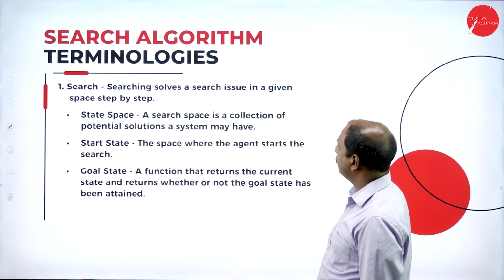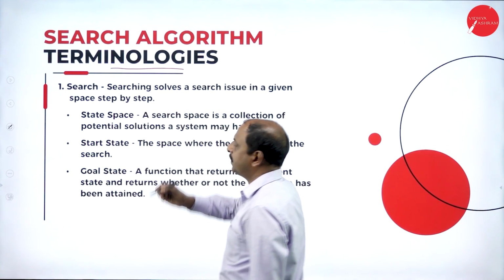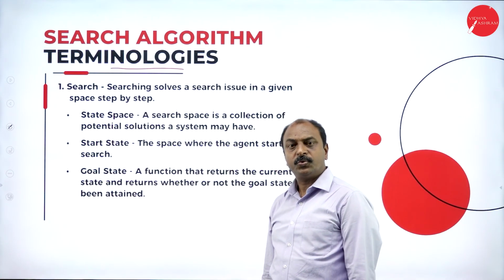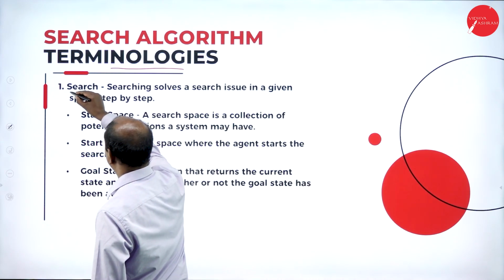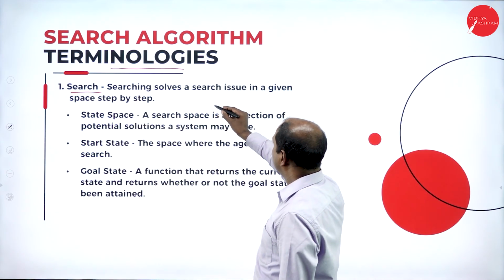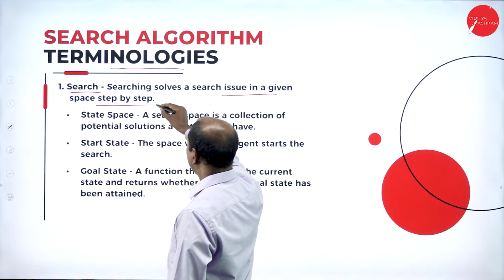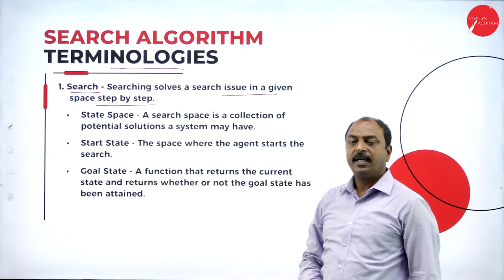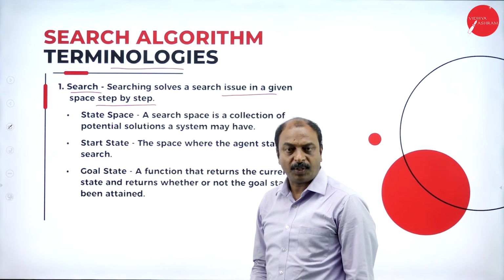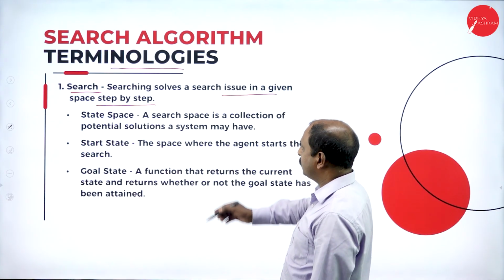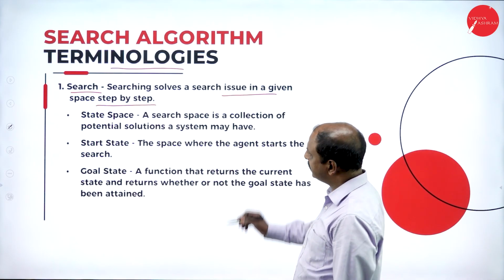In the next slide, we will see the different terminologies or terms which are related to artificial intelligence. Now, the first one is search. Searching solves a search issue in a given space step by step. So, this is one step to solve a problem. It is going to solve a problem step by step. That is the definition of search, or the intention of search.